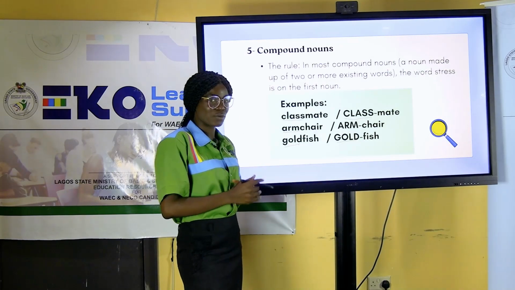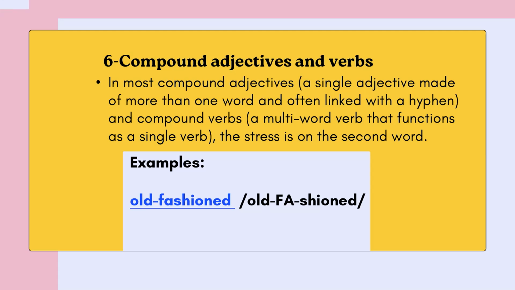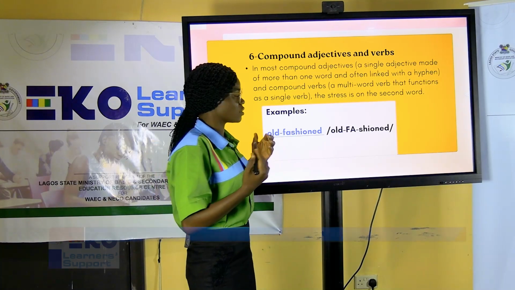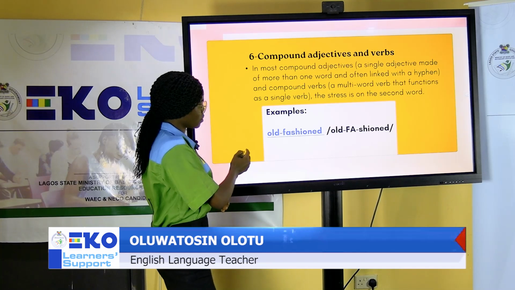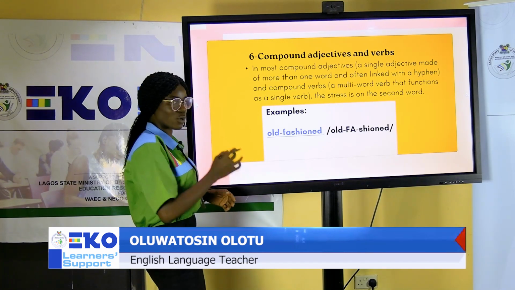Let's look at another rule. Okay, in compound adjectives and verbs, the stress is usually on the second word. Take for instance, we have old-fashioned. The stress is on fa, old-fashioned. The stress is on fa in that particular word, in that particular adjective. Let's look at more rules.